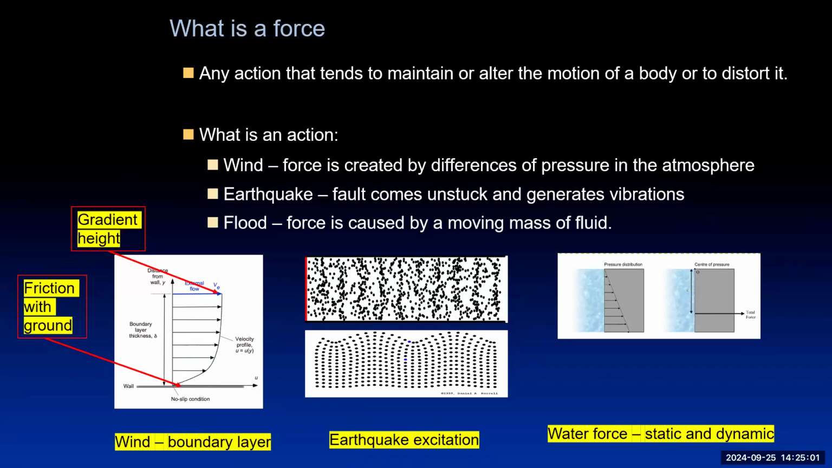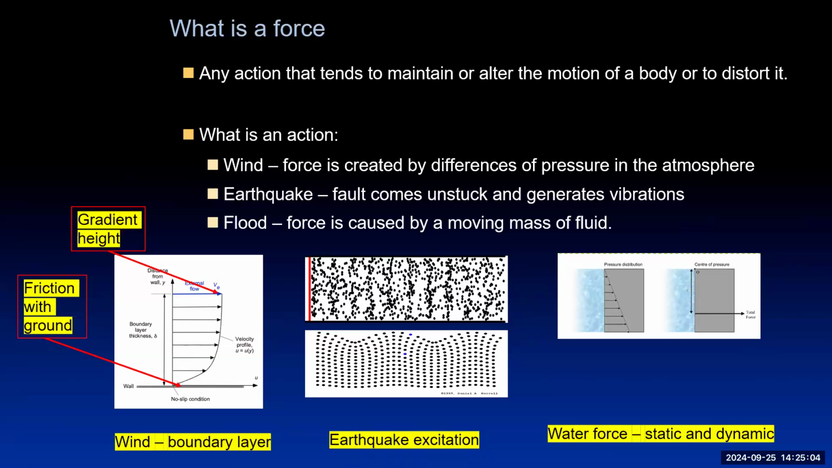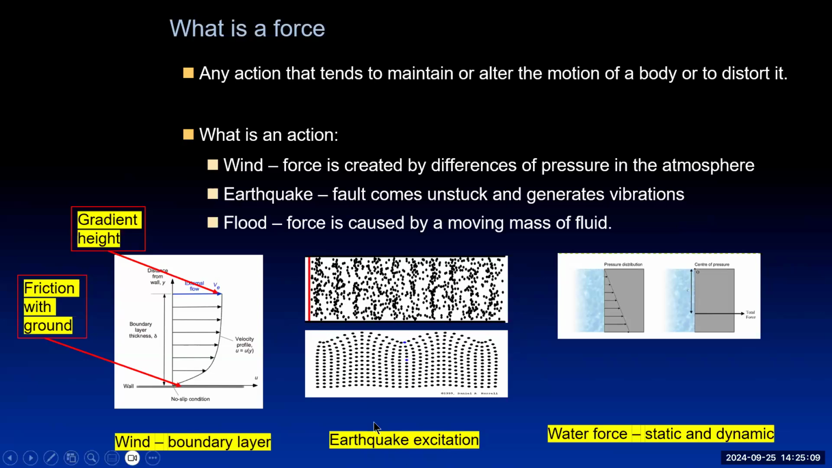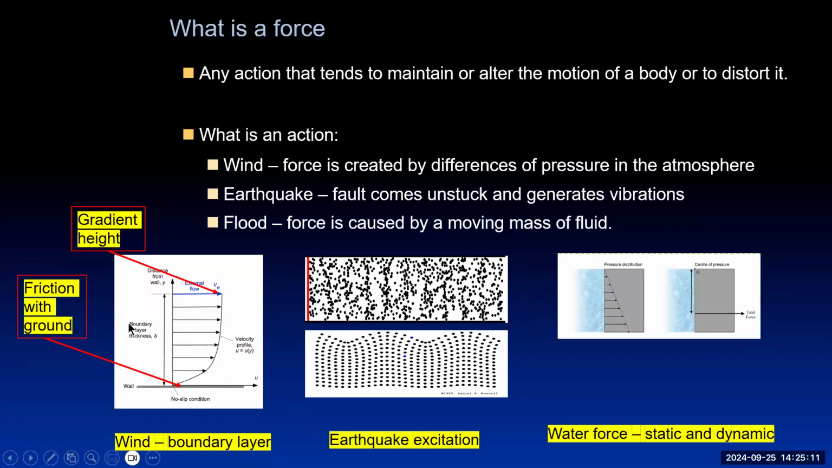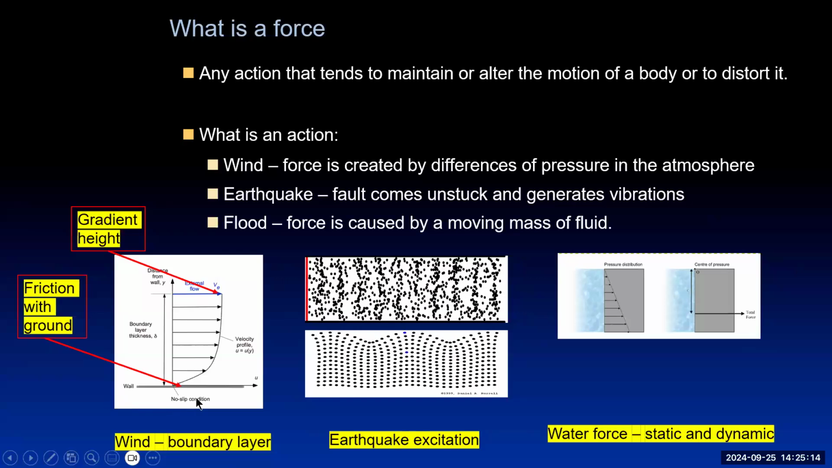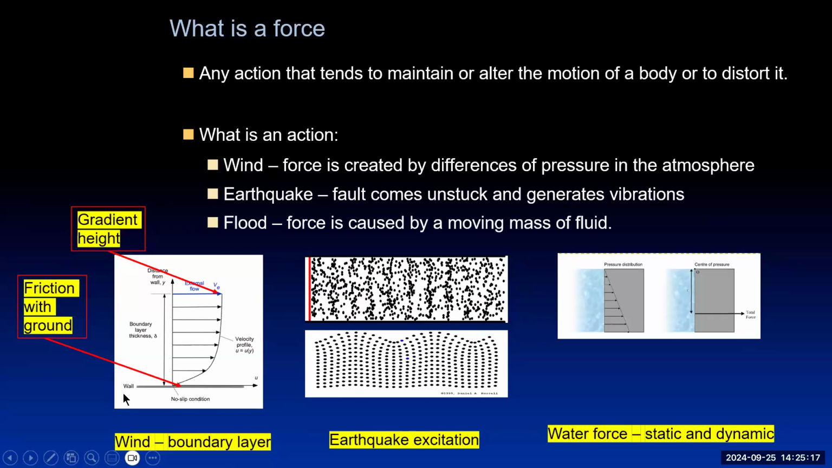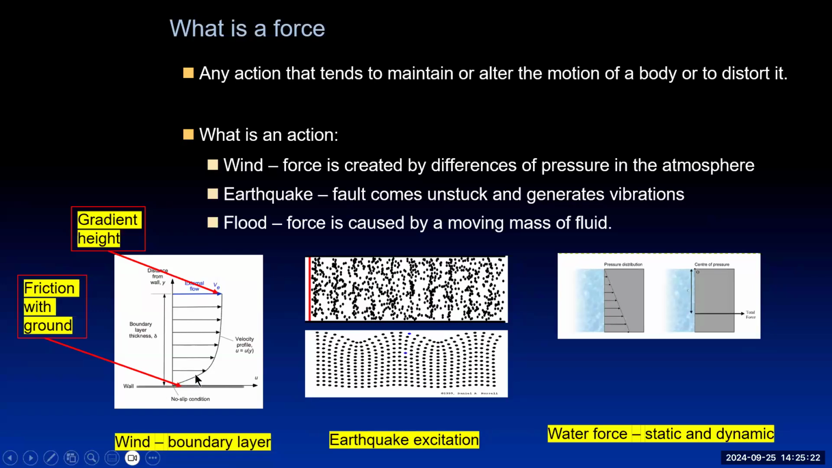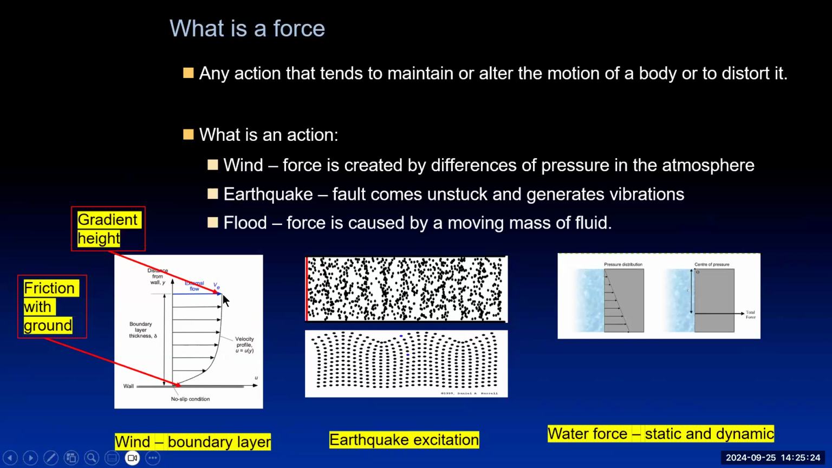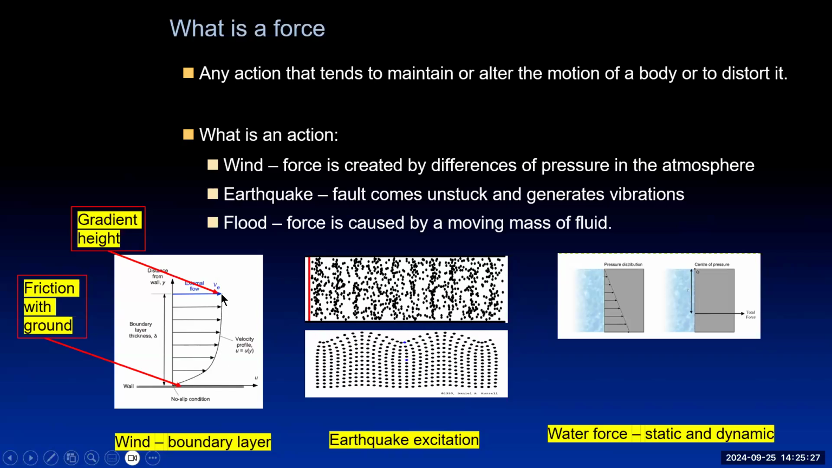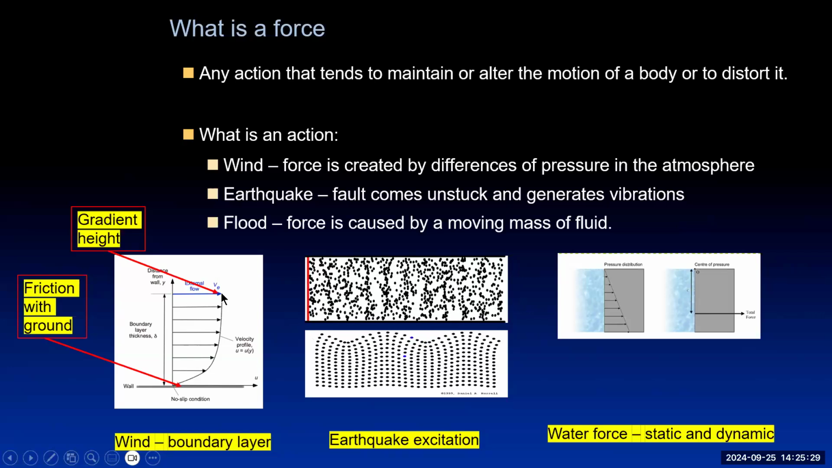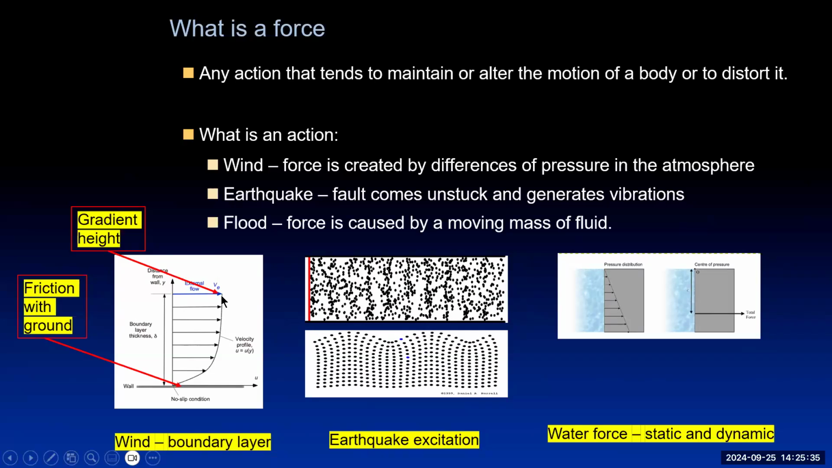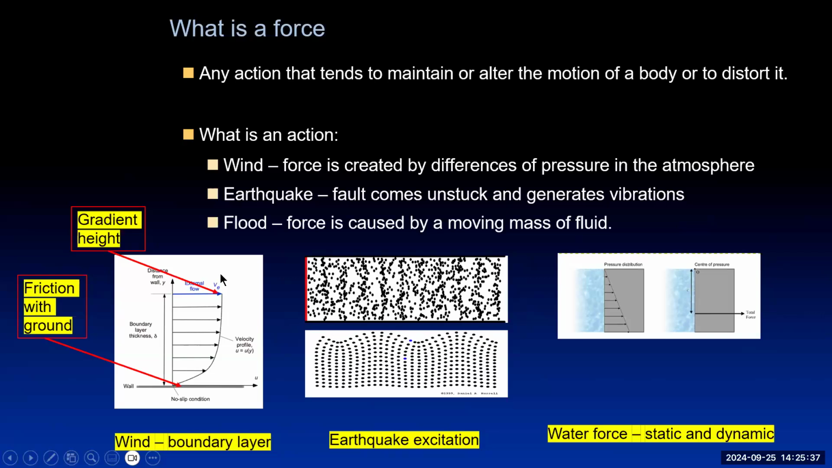Wind. The force is created by differences of pressure in the atmosphere, and they in turn act on structure. So the action here on the left, we have a boundary layer of the wind generally. So we have friction with the ground, which slows the wind down. And then this increases with increasing height until it reaches what's called the gradient height. The gradient height is a height at which effectively you've got a constant wind speed up to about 2 kilometers.